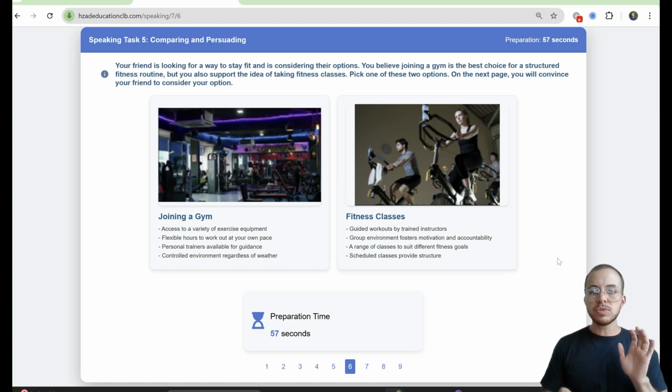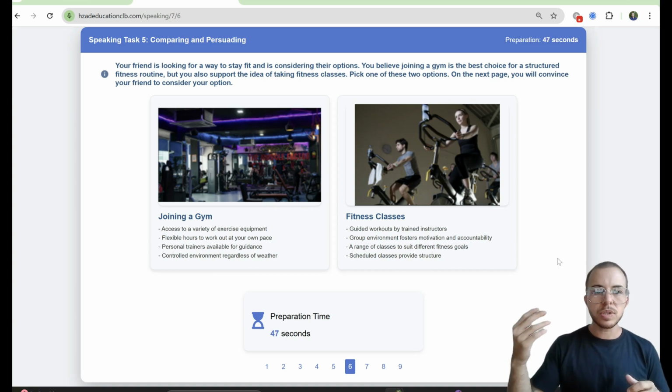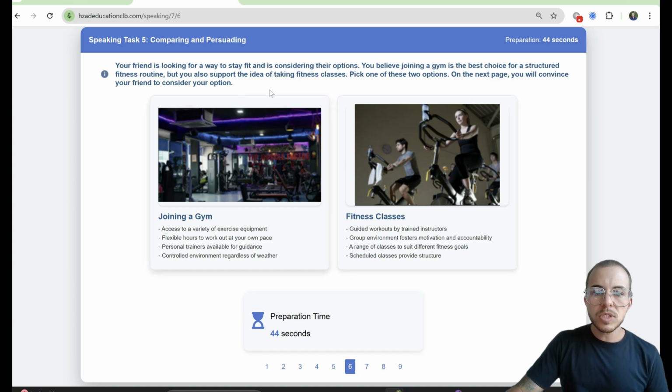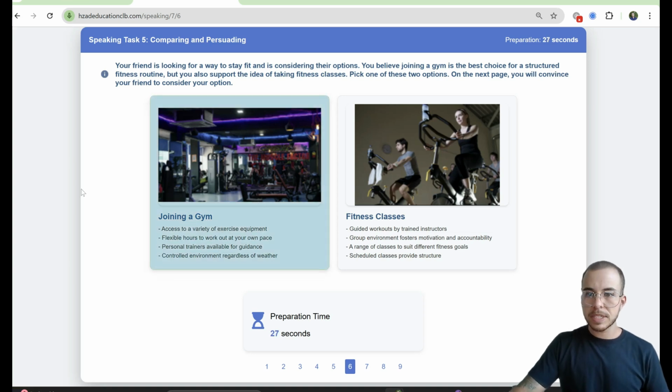Next part, we are going to choose an option. Don't waste time, choose an option. Your friend is looking for a way to stay fit and is considering options. You believe in joining a gym is the best choice to have a structured routine, but you also support the idea of taking a fitness class. Pick one, and on the next page, convince. All right, don't waste time. I'm picking a gym. Access to equipment, flexible work hours, personal trainer, controlled environment regardless of weather. Good. I'm going to pick this. I'm not wasting time. Well, I still have 30 seconds. Good.